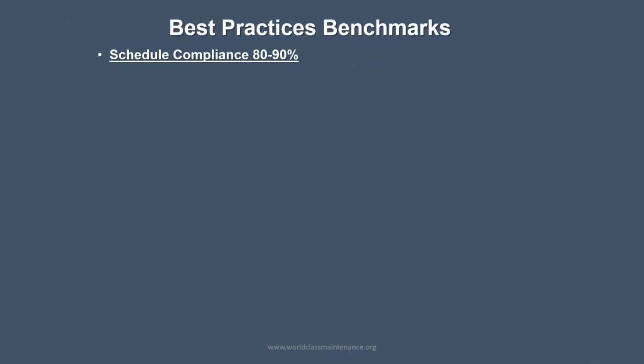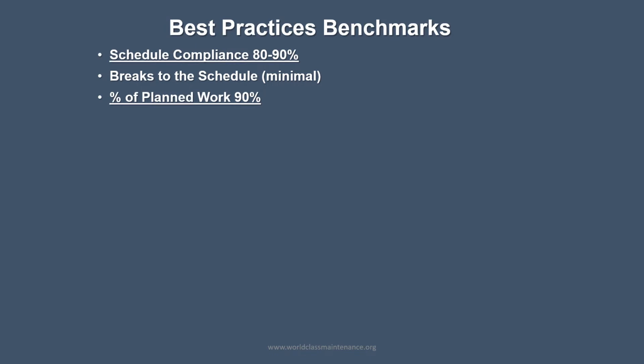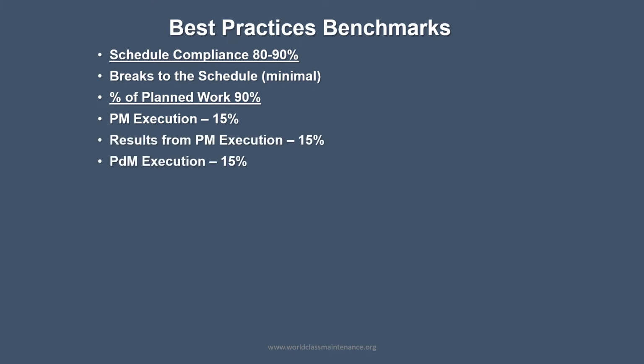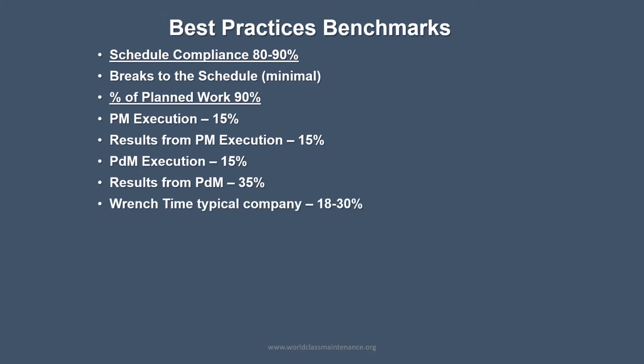So some best practices benchmarks: schedule compliance should be 80 to 90%. Breaks to the schedule should be minimal. Percent of planned work, 90%. PM execution is 15% of labor hours. The results from PM execution is 15% of labor hours. PDM execution is 15% of labor hours. Then the results from PDM is 35% of labor hours.